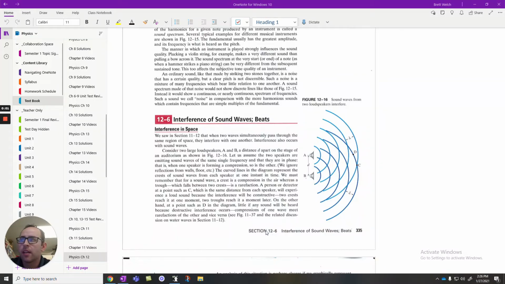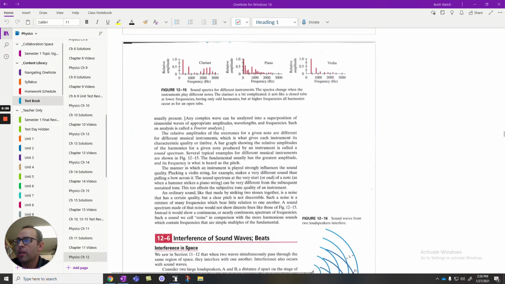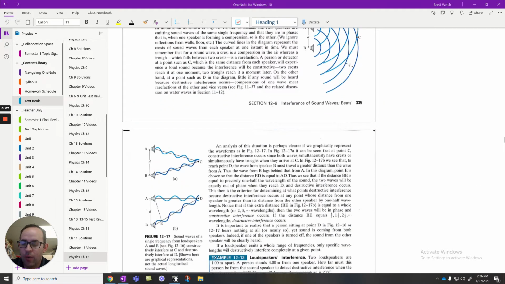Hey guys, this is 12.5 through 12.9, and we're going to start talking about three big concepts. The first one is interference of sound waves and what we essentially call beat frequency.